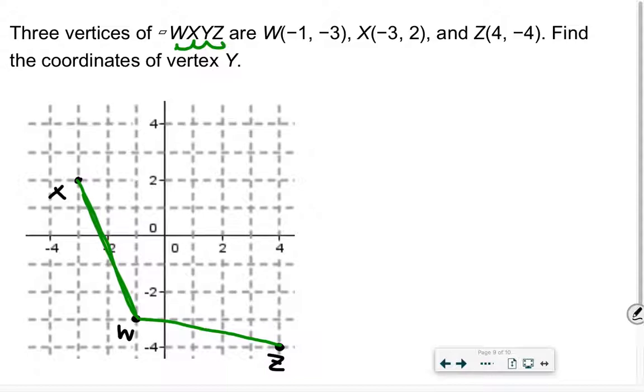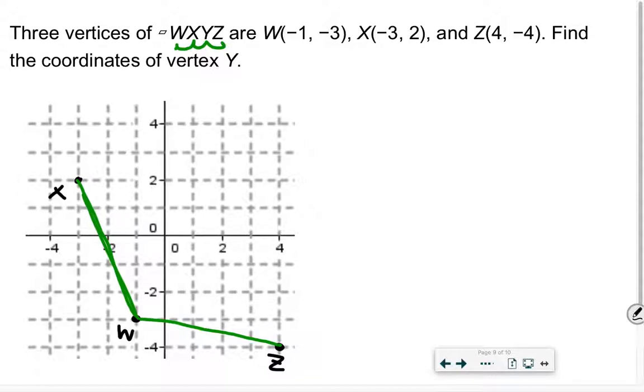Okay, you think you got it? So you kind of have to think about where Y is going to go so that it makes a nice parallelogram shape. If I put it here, is that going to make a parallelogram? No, so you have to think about where it is going to go. Now here's how you can find exactly where it goes. You're going to use slope, all right?